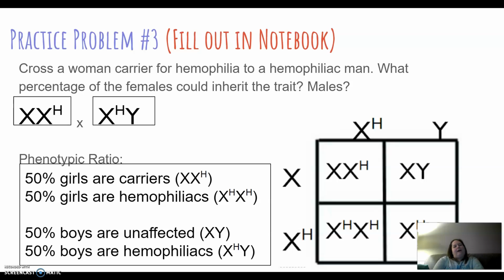So when we talk about sex-linked traits, we've talked a lot about percentages and things like that. With sex-linked, though, we break it down a little bit further. A lot of times you'll see questions about how many female offspring will have this. So in this case, 50% of the females or girls are carriers, so they have one H. 50% of the girls will actually have hemophilia. Then if we look at our males over here, our XYs, 50% are going to be unaffected. There's no H there. And then 50% are going to have hemophilia.